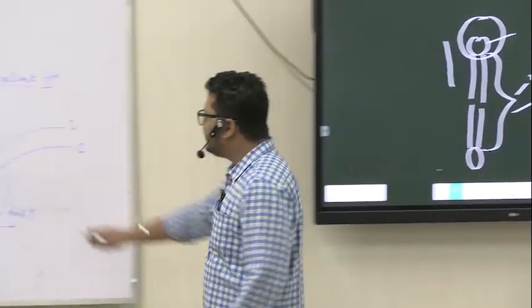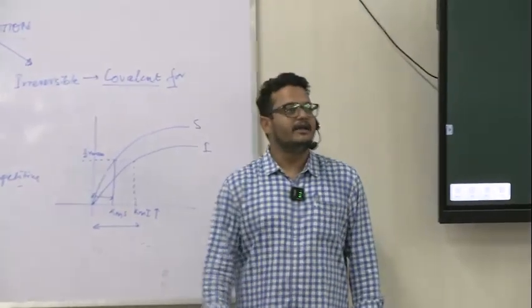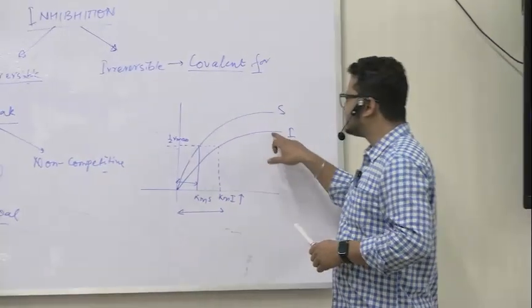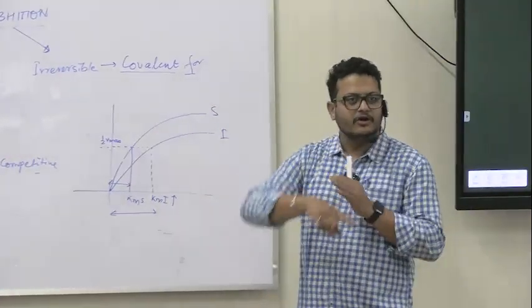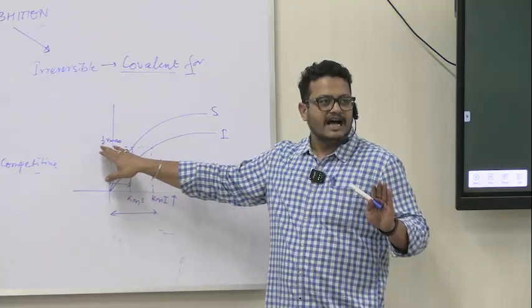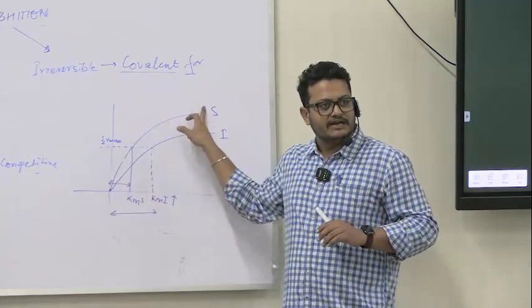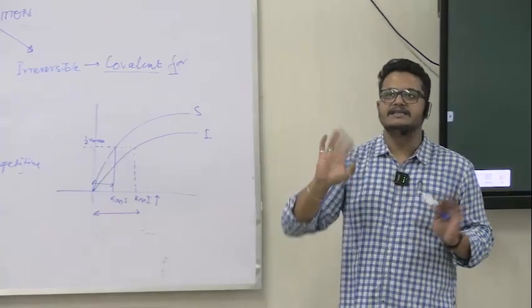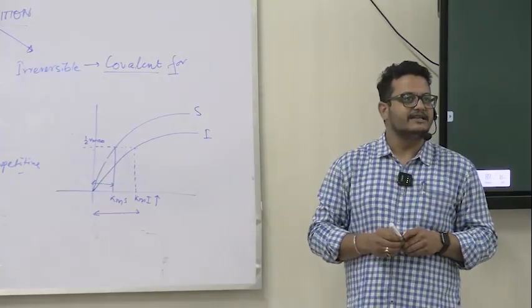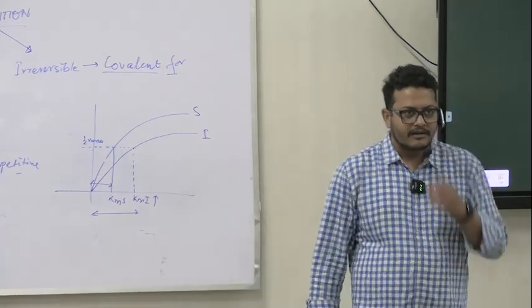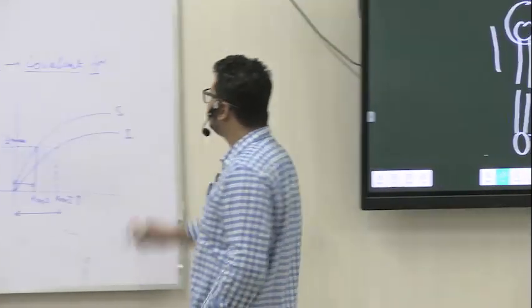Next question. Why does half Vmax remain unchanged? Forget about Vmax. Forget about this line, because this is a blackboard, I cannot draw that perfectly. Think about half Vmax. The half Vmax in the absence of inhibitor and the half Vmax in the presence of inhibitor remain the same, unchanged. The velocity of the reaction remains unchanged. Why? How do you explain this?